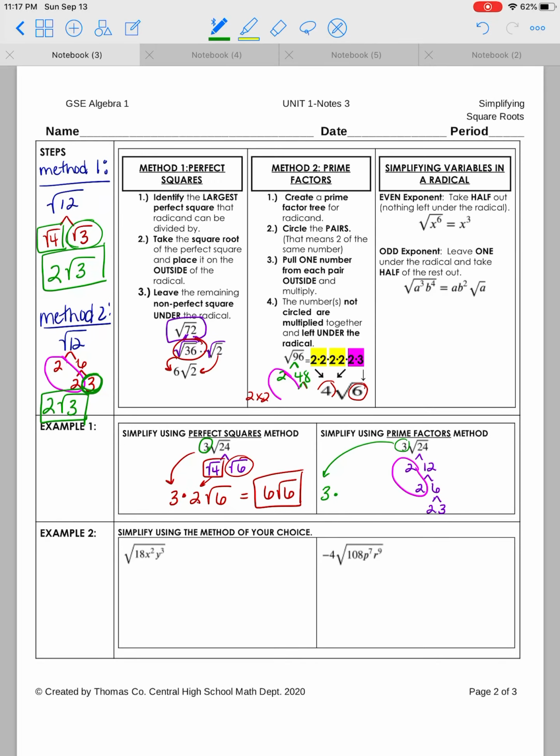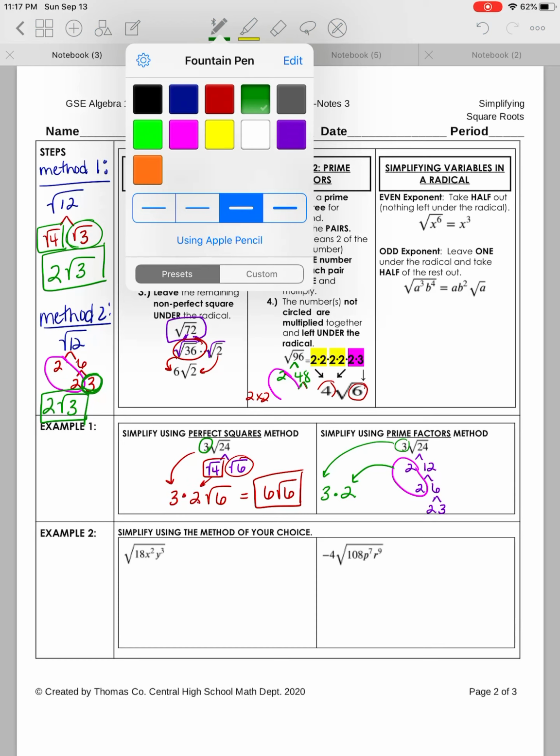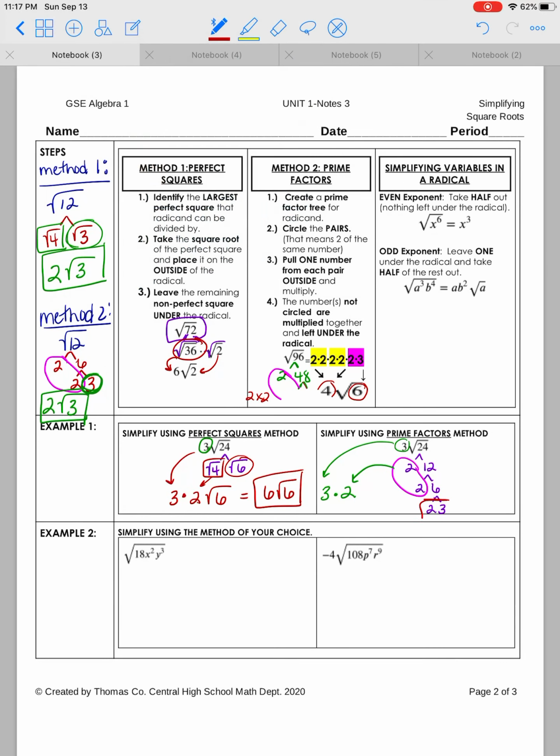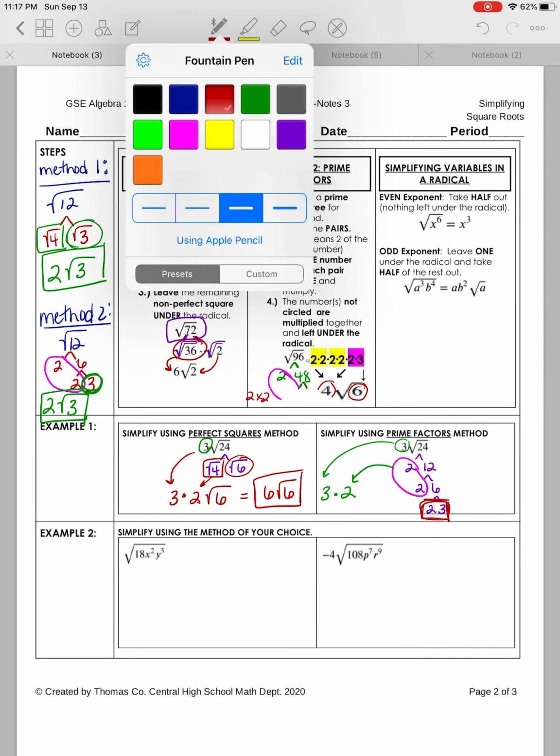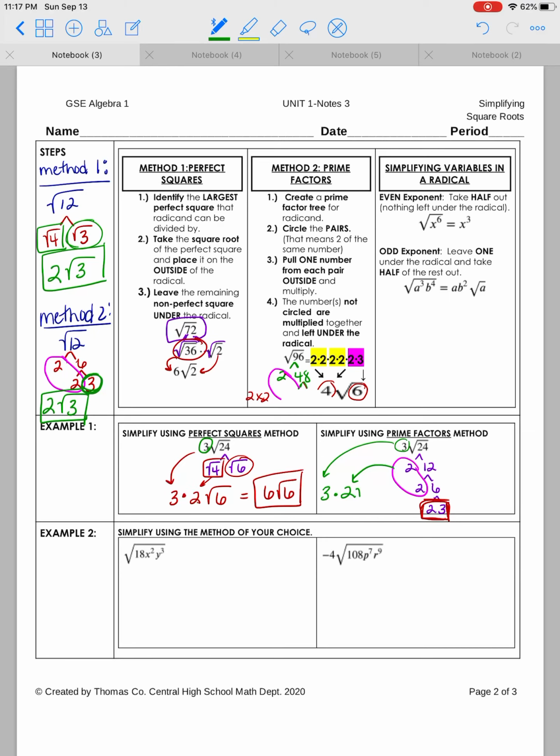That just comes out. I'm going to take one of those 2's from the pair out. That's where that 2 comes in. And then what did I have left all by itself? This 2 and this 3 did not have anything to combine with, so they're going to stay under the radical. 2 times 3 gives me 6. And then I'm going to multiply that 3 and that 2 together, and I get 6 square roots of 6. So again, it doesn't matter which method you use.